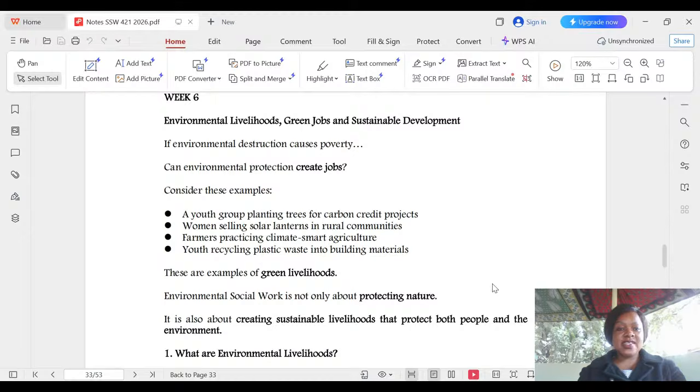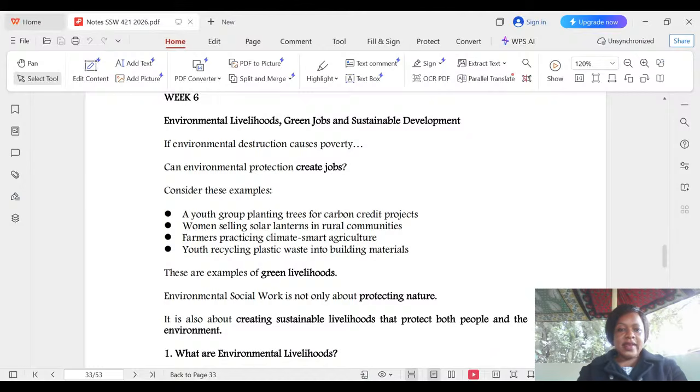For this particular session, which is for week 6, we're going to look at environmental livelihoods, green jobs, and sustainable development. Please post your questions or your comments in the chat, and then I'll be able to respond. I will also encourage other members to respond at the same time.